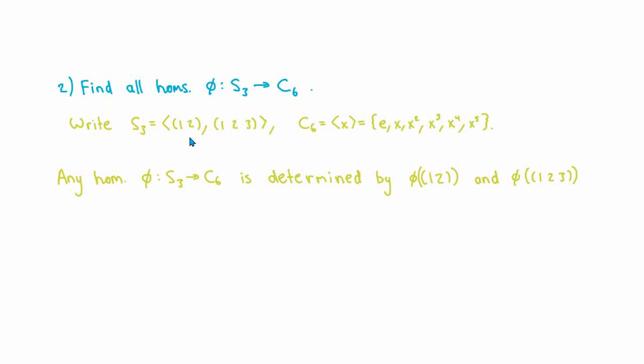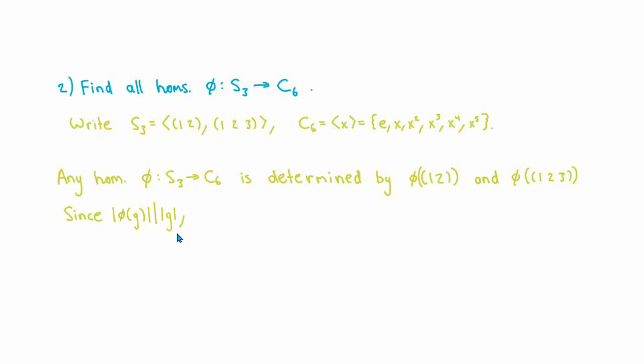Well, since S3 is generated by these 2 elements, we'd like to get some help from the property that any homomorphism from S3 to C6 is uniquely determined by its values at the generators. And a priori, since there are 6 different places to send each of these 2 generators, there are 36 different possibilities to consider here. But learning from our previous example, we can cut down the number of possibilities significantly by using the fact that any homomorphism phi has to satisfy the property that the order of phi of g divides the order of g for any g in the domain.